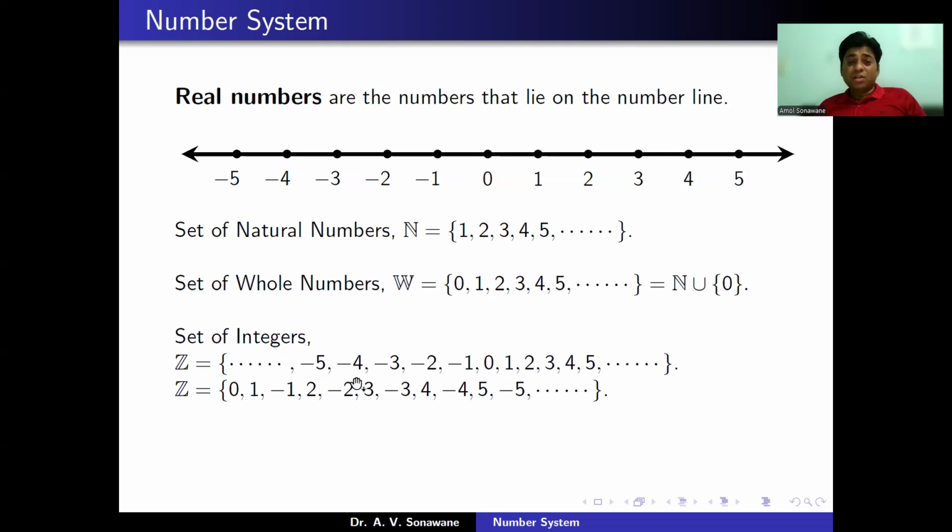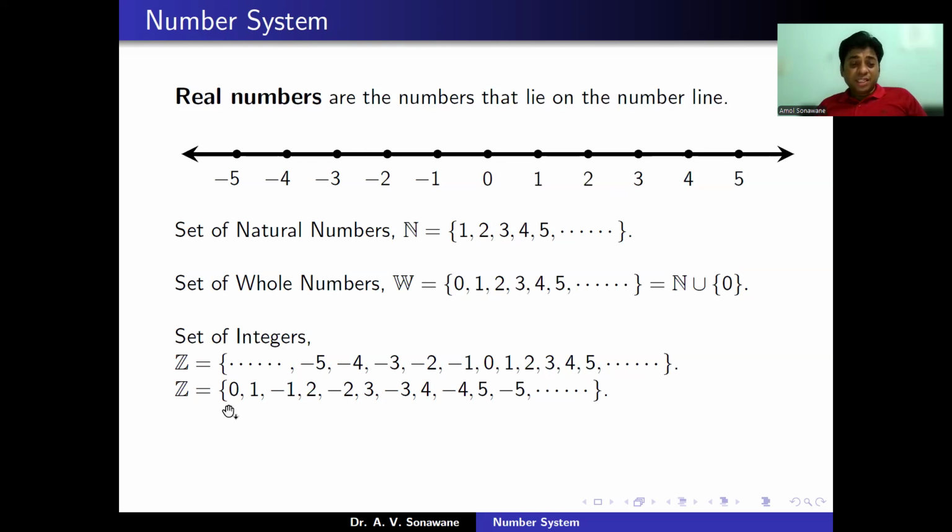One can say that the elements of set of natural numbers, whole numbers, and set of integers we can count. Means 1 is the first natural number, 2 is the second natural number, 3 is the third natural number, 4 is the fourth natural number, and 5 is the fifth natural number, and so on. 0 is the first whole number, 1 is the second whole number, 2 is the third whole number, 3 is the fourth whole number, 4 is the fifth whole number, 5 is the sixth whole number, and so on.